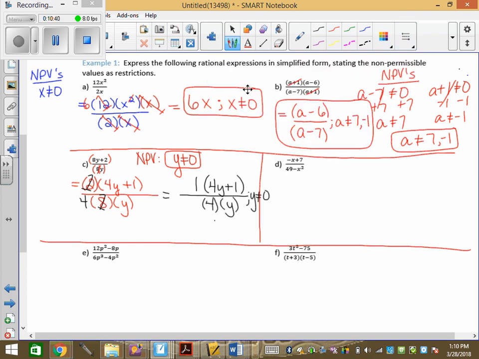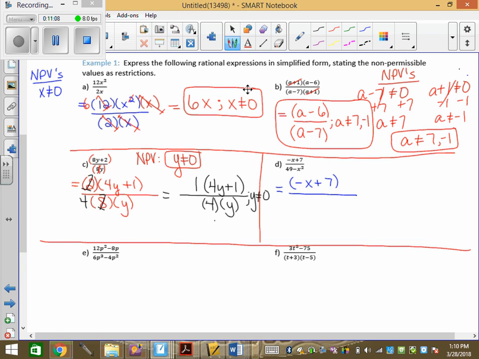D. On the top, we have negative x plus 7. I can't take anything out, so I'm going to leave it as negative x plus 7. It equals the previous statement, so I'm going to put an equal sign. What's 49 minus x squared? Can I take out a GCF? No. What are the two options it could be? Difference of squares. So it is.